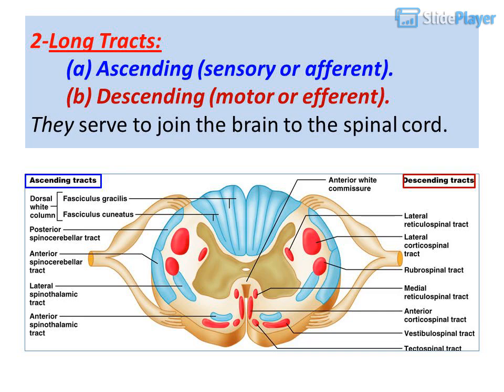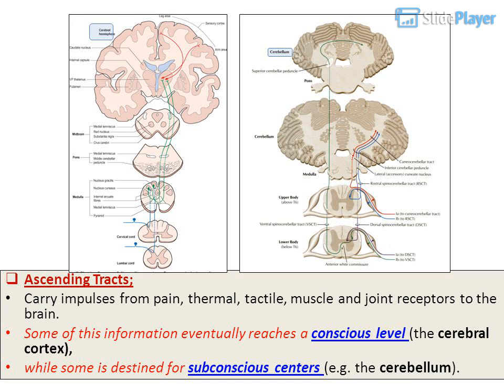2. Long tracts. A. Ascending, sensory or afferent. B. Descending, motor or efferent. They serve to join the brain to the spinal cord. Ascending tracts carry impulses from pain, thermal, tactile, muscle and joint receptors to the brain.